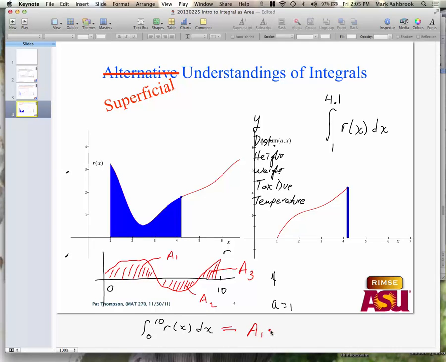a1 minus a2 plus a3. Thinking about our meaning for integral, when the rate is negative, it's going to make the total accumulation go down. So thinking about it in terms of area, any area that's carved out under the x-axis will have a negative effect on the integral, just like it would on accumulation. A negative rate would mean the accumulation was going down through that x interval. Does it make sense?